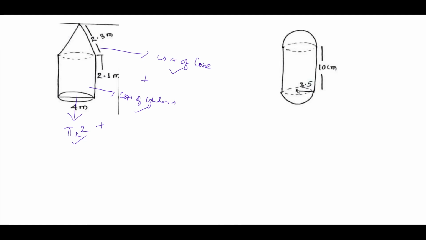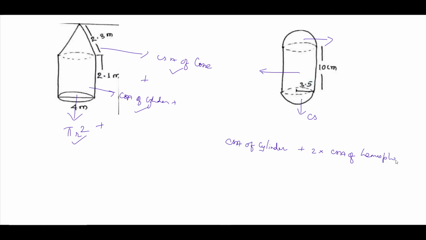Students, for this figure, it is CSA of cylinder plus CSA of hemisphere and also another CSA of hemisphere, that is CSA of cylinder plus 2 times CSA of hemisphere.